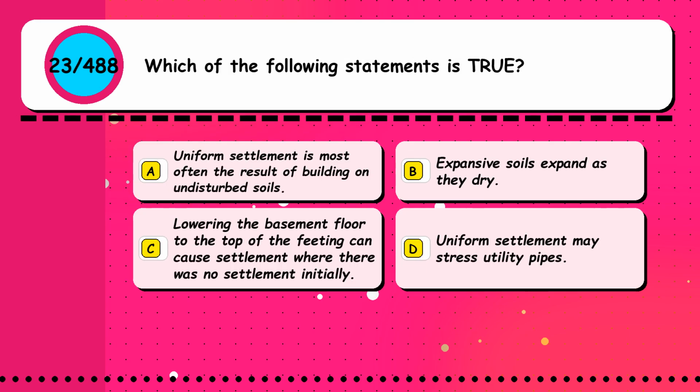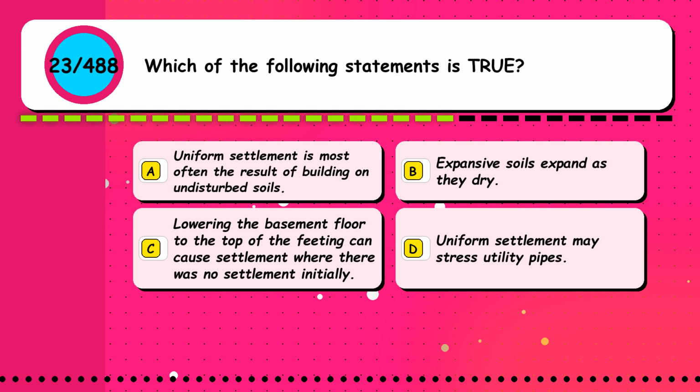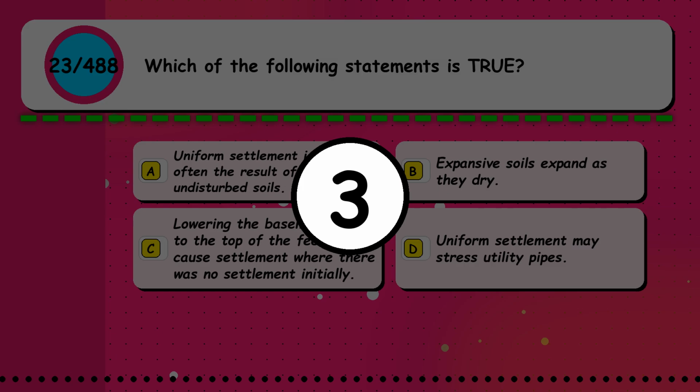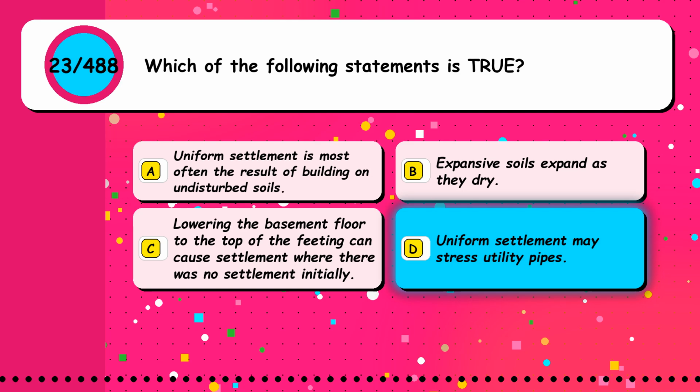Question 23. Which of the following statements is true? Option A. Uniform settlement is most often the result of building on undisturbed soils. Option B. Expansive soils expand as they dry. Option C. Lowering the basement floor to the top of the footing can cause settlement where there was no settlement initially. Option D. Uniform settlement may stress utility pipes. The correct answer is option D. Uniform settlement may stress utility pipes.